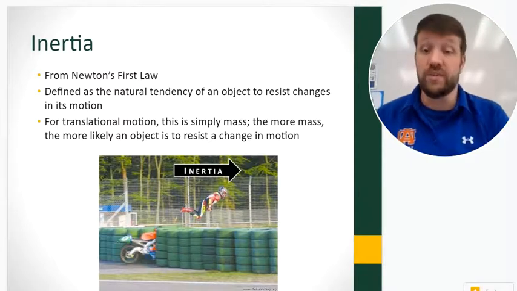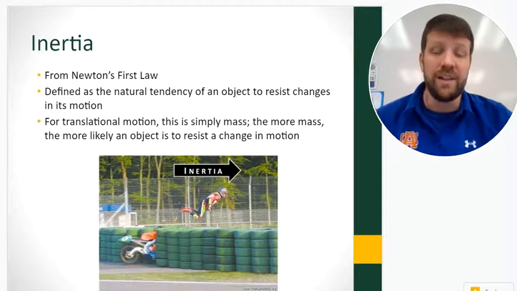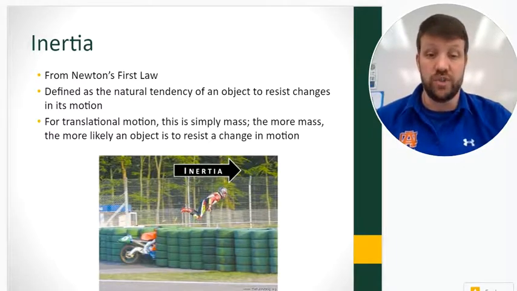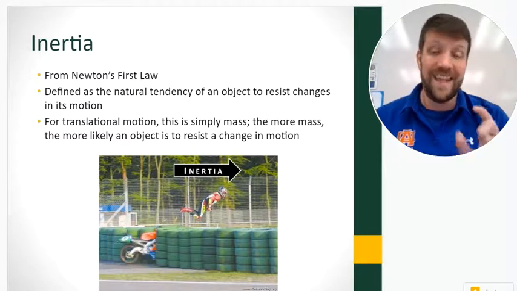This is why F equals ma. And for translational motion, again, it's simply mass. The more mass, the more likely an object is to resist a change in motion. So we see this person here with some inertia as they are moving. Now, the key is if we were to watch this and this were a video, they almost certainly aren't going to stay still like that, right?